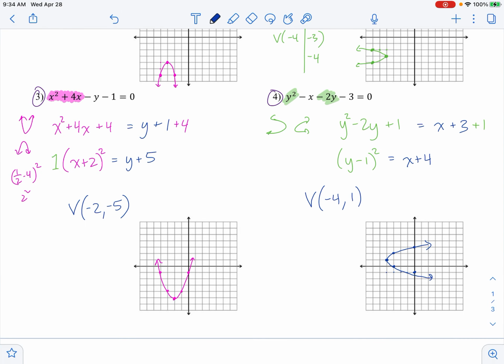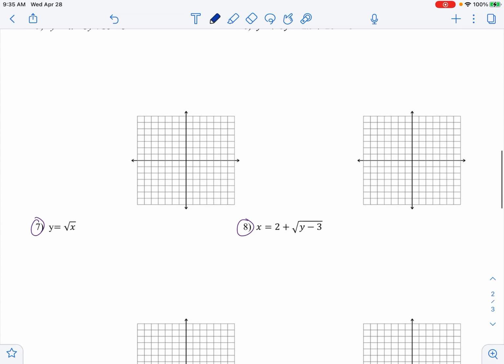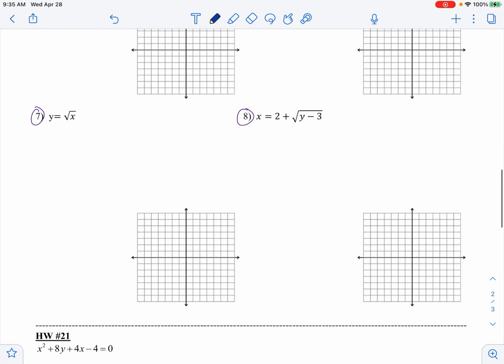All right, a couple more, and then you're going to have some of these that you need to practice. I want to do number 7. Number 7, you actually should know without any rewriting, because this was one of our parent functions way back at the beginning of the year. However, let's rewrite it like we did the other day. I'm going to square both sides. So I get y squared equals x. This has a vertex of 0, 0, and it is a sideways parabola opening to the right.